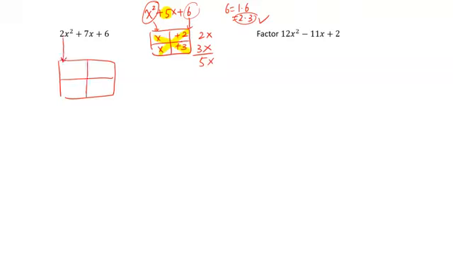So first of all, I'm going to break down 2x squared. 2 can be broken down as 1 times 2, and literally that's the only way. I mean, you can do 2 times 1, but it's just the order. And break down x squared as x times x. Now, we break down 6. As we just saw, we have two possibilities: either 1 times 6 or 2 times 3.